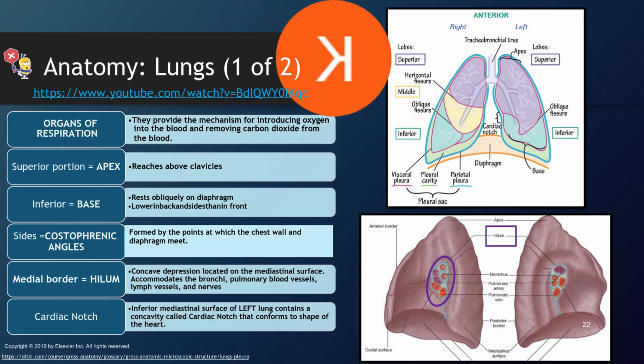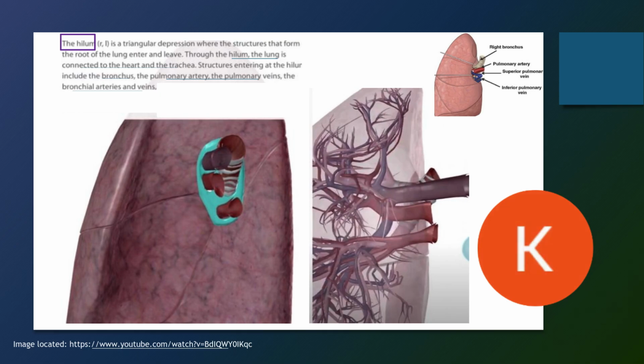The bottom picture here shows how the hilum looks in a lung. The hilum is a triangular depression where the structures that form the root of the lung enter and leave. Through the hilum, the lung is connected to the heart and the trachea. Structures entering the hilum include the bronchus, the pulmonary artery, the pulmonary vein, and the bronchial arteries and veins.